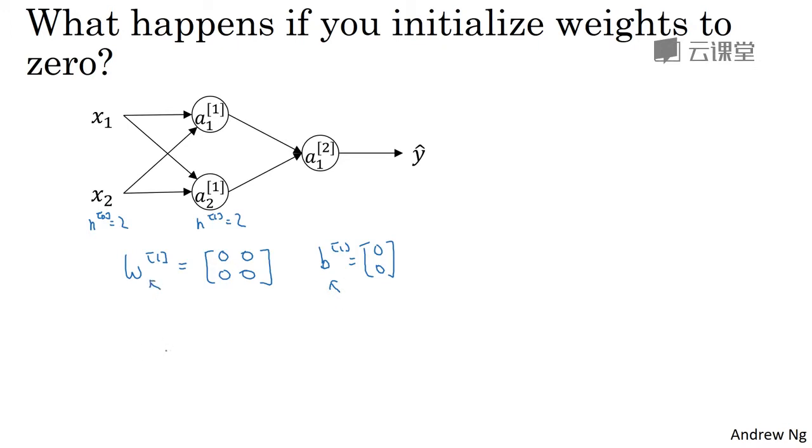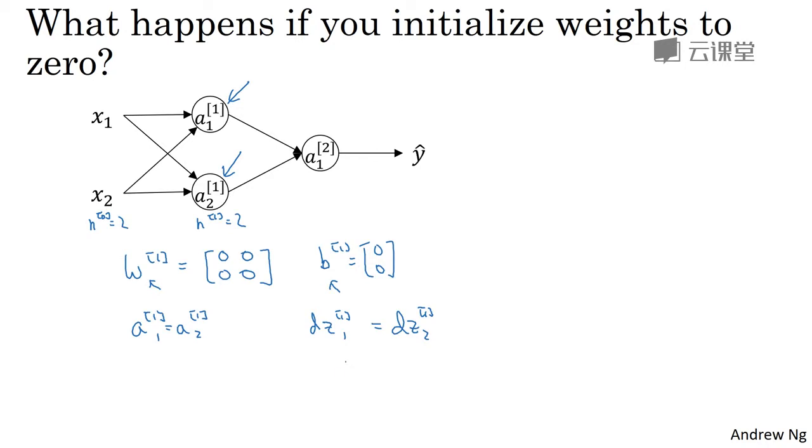So the problem with this form of initialization is that for any example you give it, you will have that A11 and A12 will be equal, right? So this activation and this activation will be the same because both of these hidden units are computing exactly the same function. And then when you compute backpropagation, it turns out that DZ11 and DZ12 will also be the same, kind of by symmetry, right? Both of these hidden units will initialize the same way.